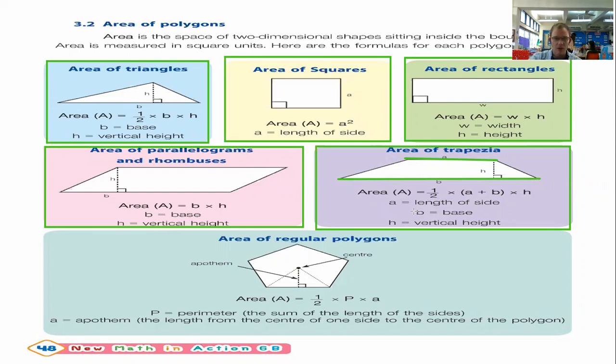Okay. And the last one over here is the area of regular polygons. So the area of regular polygons equals half times P times A. Now P equals the perimeter, which is the sum of all the sides. And A is the apothem, which is from the center straight down to one of the sides at a 90-degree angle. So that length we call the apothem. Okay, so it's half times perimeter times apothem.